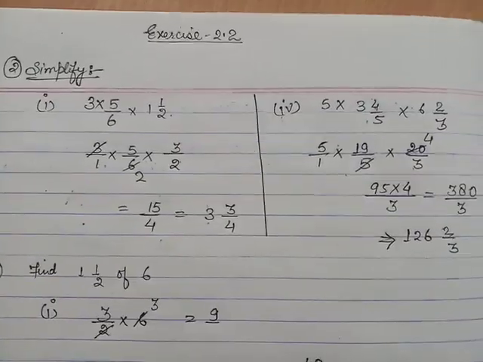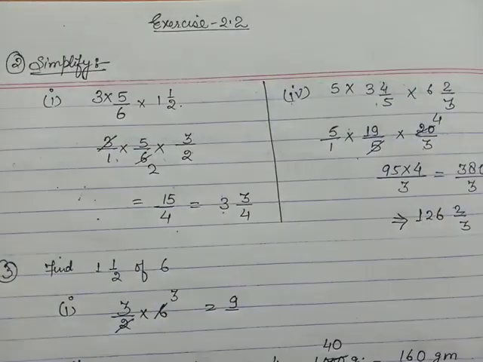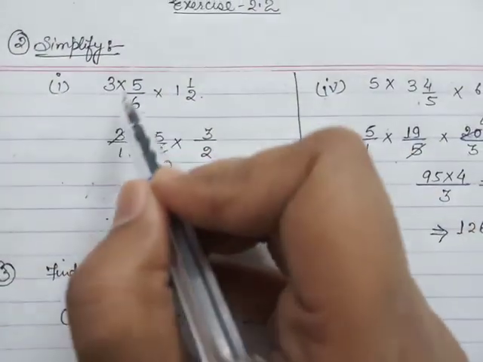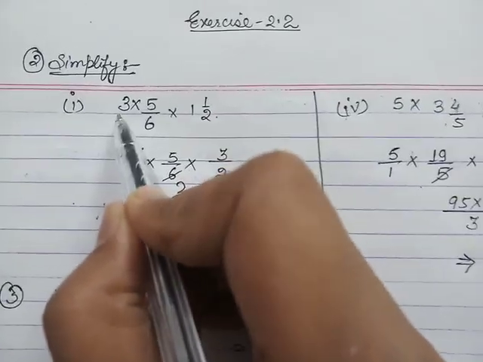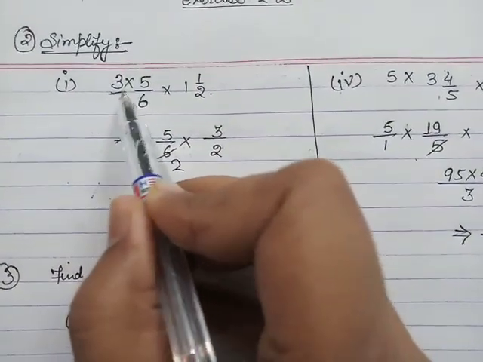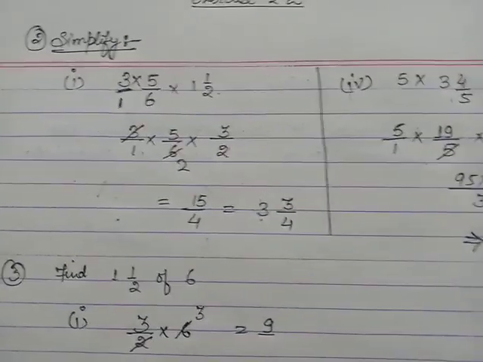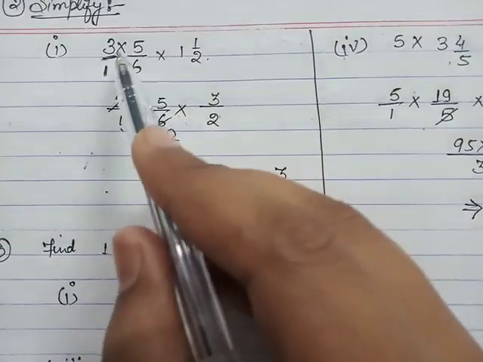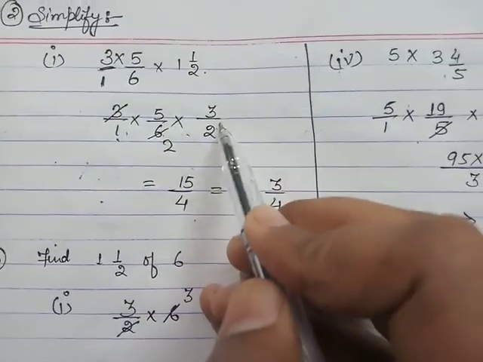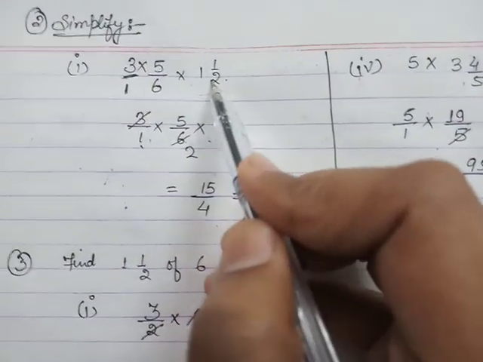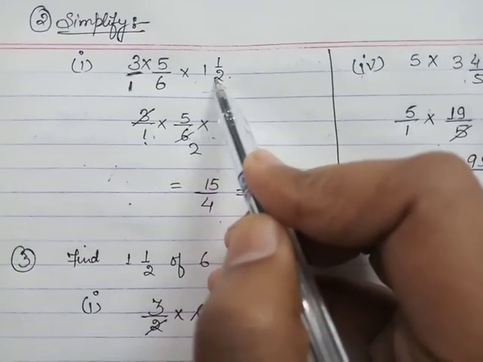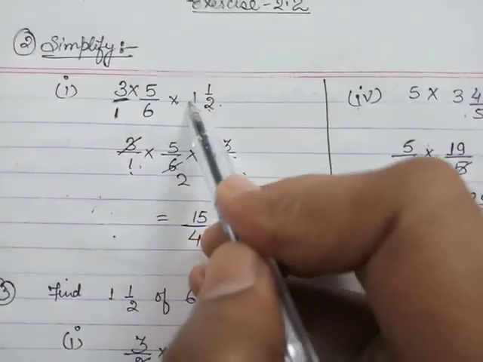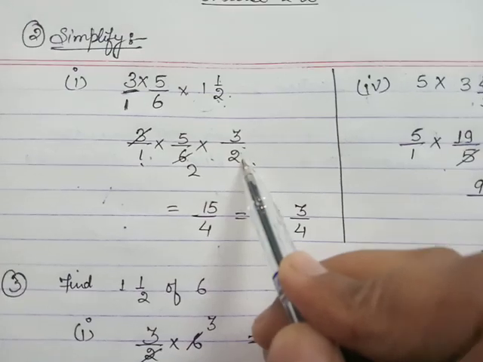Now the first question was 3 multiplied by 5/6 multiplied by 1 whole 1/2. How will we solve this? You know that if any number is a whole number and we write it in the form of a fraction, we put 1 as the denominator. So 3/1, that is the number itself, multiplied by 5/6, multiplied by... when this mixed fraction is converted into an improper fraction, 2 times 1 plus 1 is 3, so the value is 3/2.